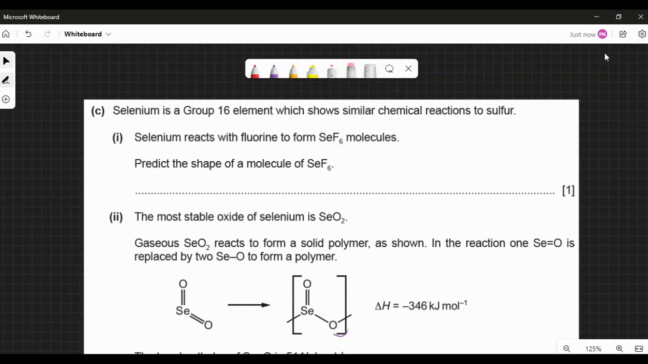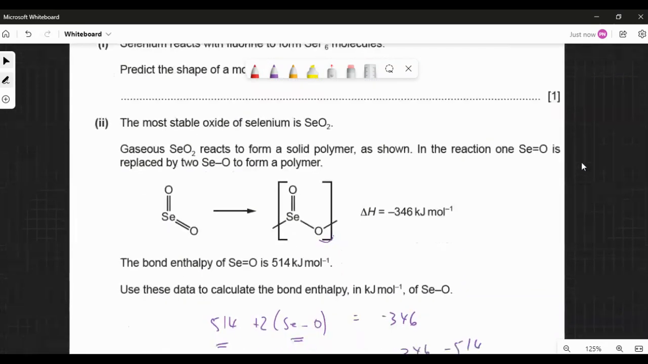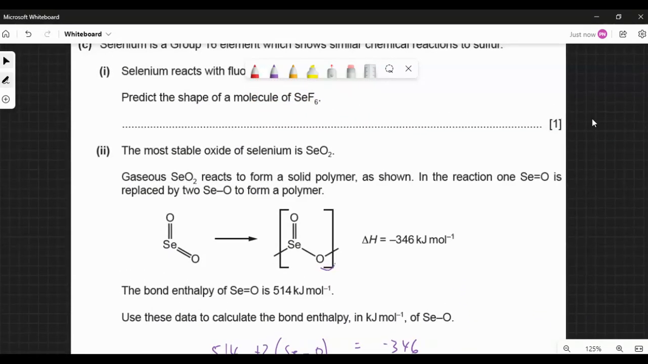Okay, now gaseous selenium oxide reacts to form a polymer. I'll do this carefully. On the left is the molecule. On the right is the polymer. And in the reaction, one Se double bond oxygen is replaced by two of those. You can see that, can't you? We break one of those and we make two of those. There's one we make, yes? And there's the second one we make. All right, makes sense. But it tells us there anyway.